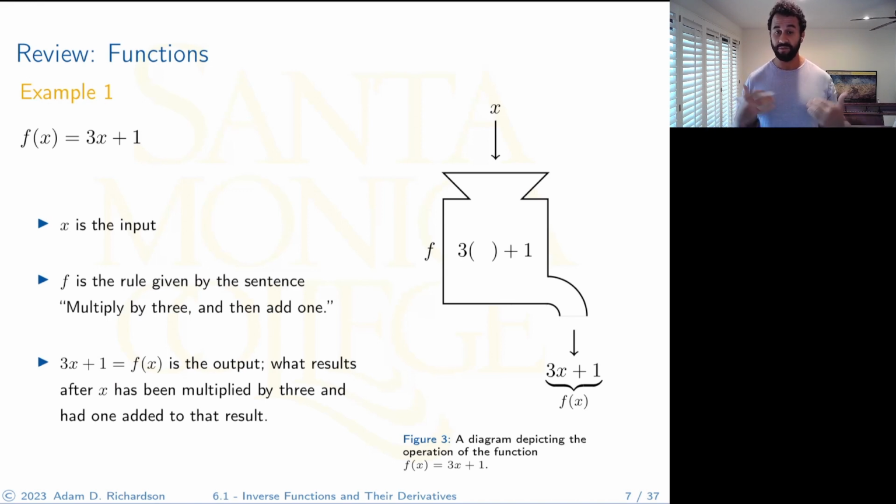Now what comes out of the box? What comes out of the box is your input multiplied by 3 and then having 1 added to it. That's the output of the box, f of x. All right, so that's the idea.